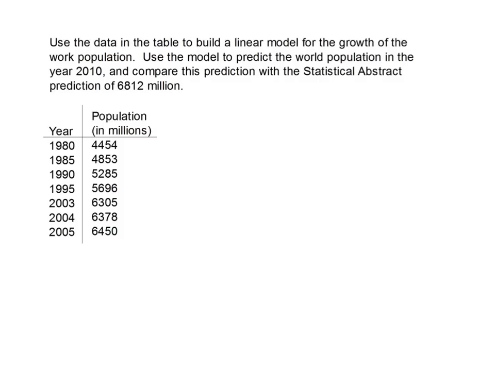All right, now this last problem has to do with regression. Use the data in the table to build a linear model for the growth of world population. That should say world population. All right, use the model to predict the world population in the year 2010 and compare this prediction with the statistical abstract prediction of almost 7 billion, 6.8 million.